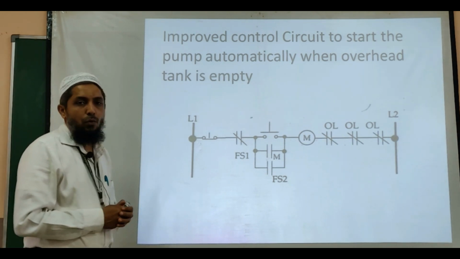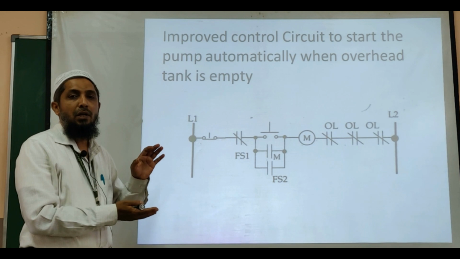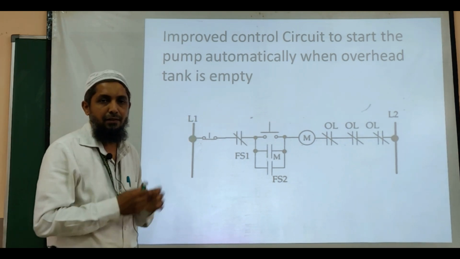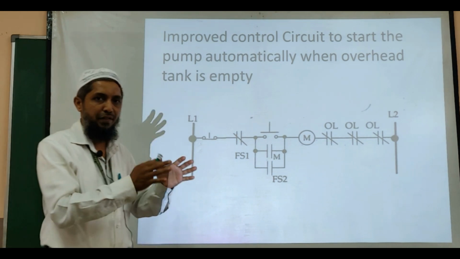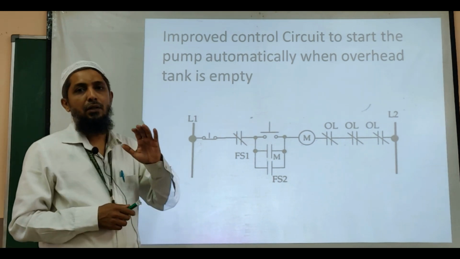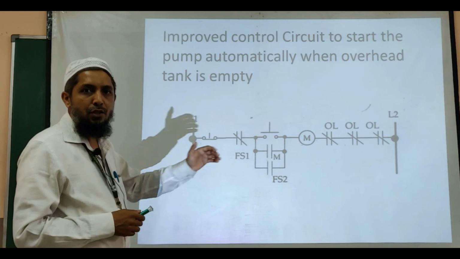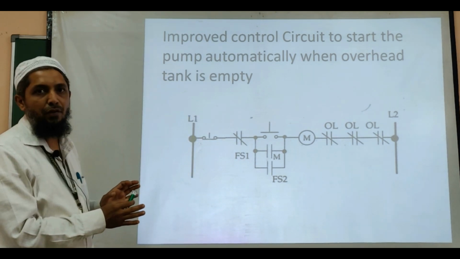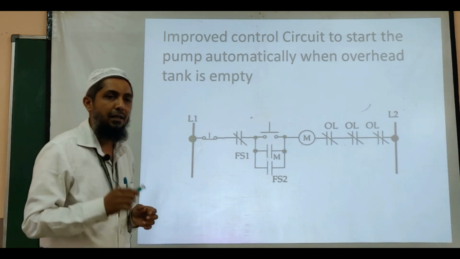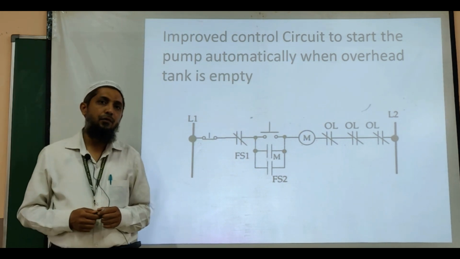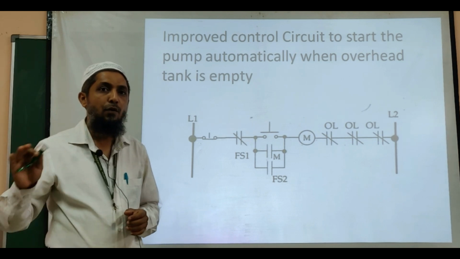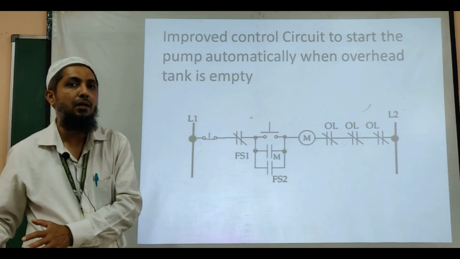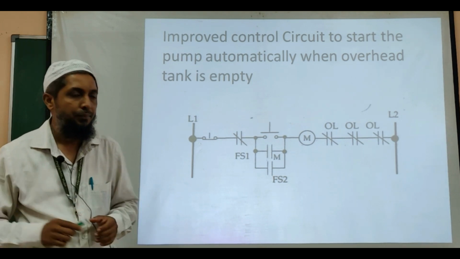So this circuit only looks after the level of water in the overhead tank. Whenever the overhead tank gets empty, the pump is started and water is filled, and whenever the overhead tank is filled, the pump is stopped. So this circuit looks after only the overhead tank. But another condition is there. We should look at the level of water in the underground tank also, whether the water is there in the underground tank or not.